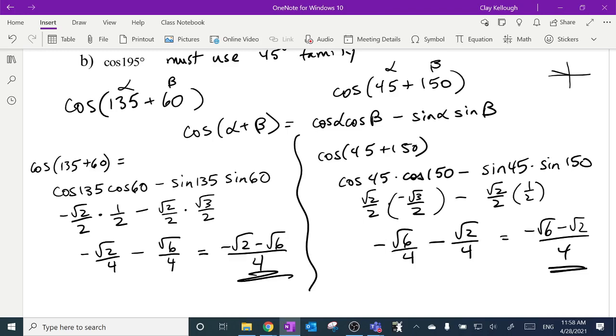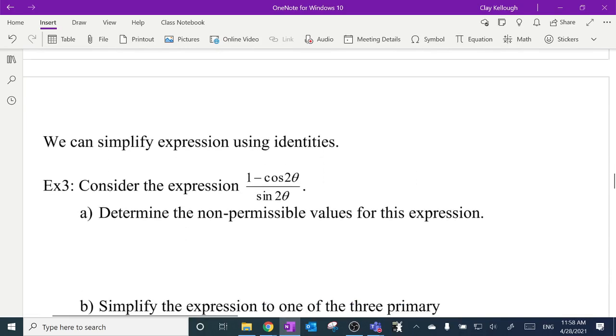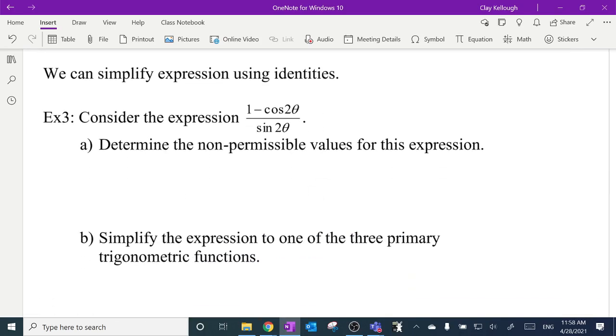Now let's combine with what we learned in 6.1 and 6.2. In 6.1 we talked about non-permissible values. First of all, what are the non-permissible values now? Well, now I would say that the sine of 2 theta equals 0 is non-permissible, right? Because you can't divide by 0. And sine 2 theta, according to the formula list, is 2 times sine theta times cos theta.